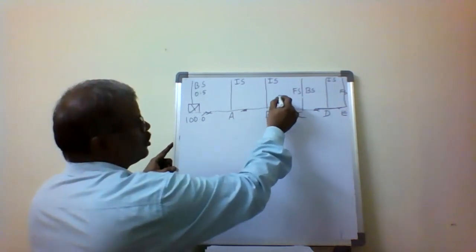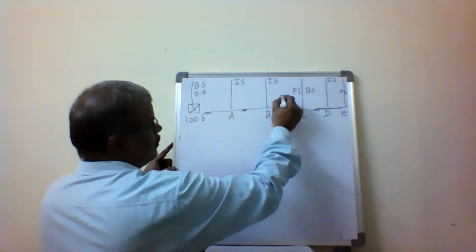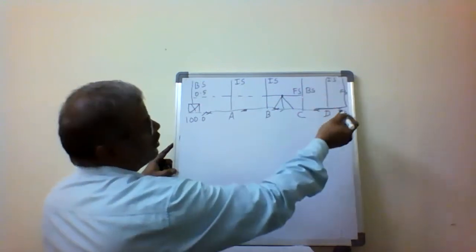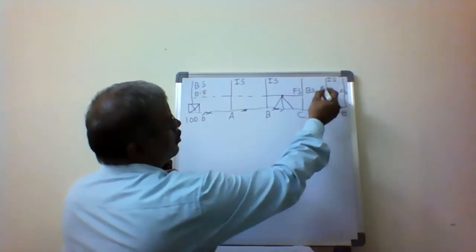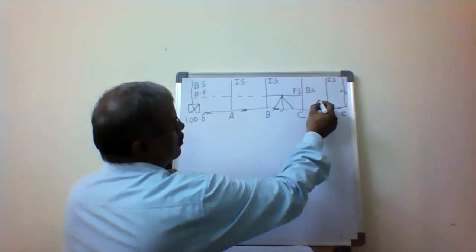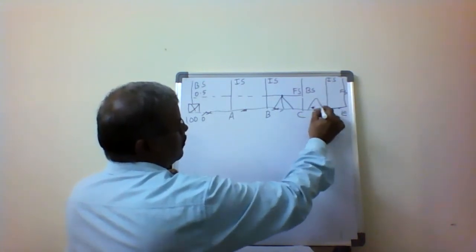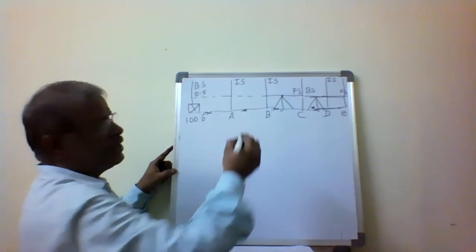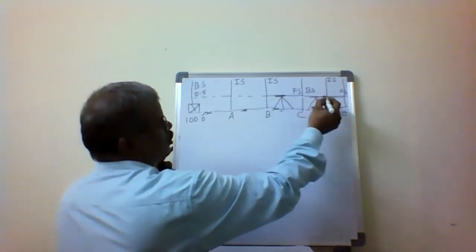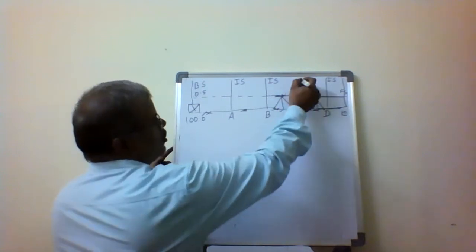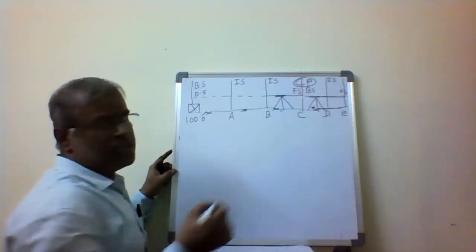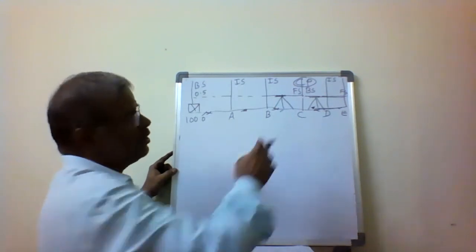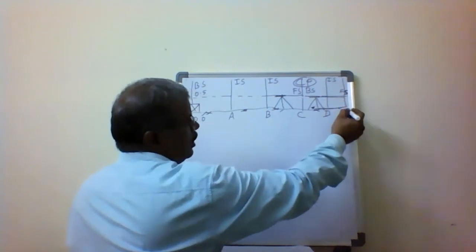I keep the instrument over here and take the readings. Then I shift the instrument and consider the next readings. So this is one setup of the instrument, and this is another setup. This is called the change point. The change point has two readings: the foresight of the previous setup and the backside of the next setup. The foresight reading at E is the last reading.